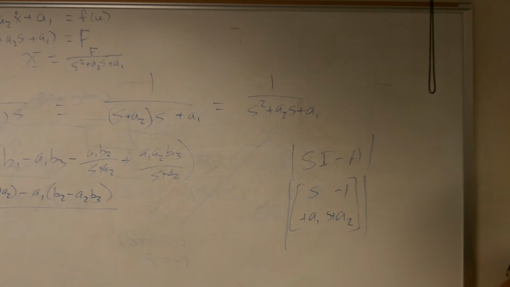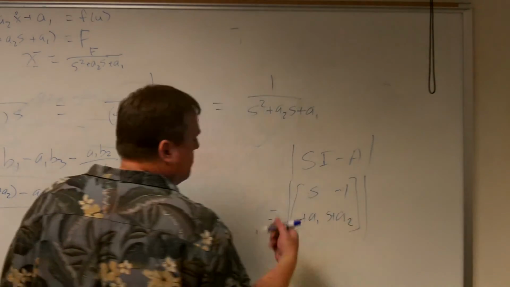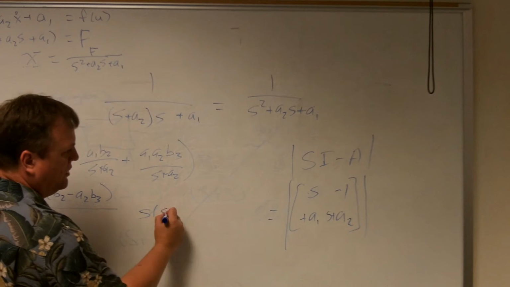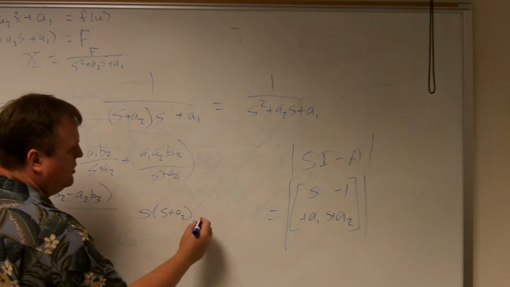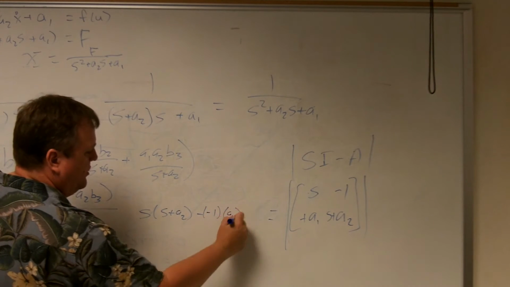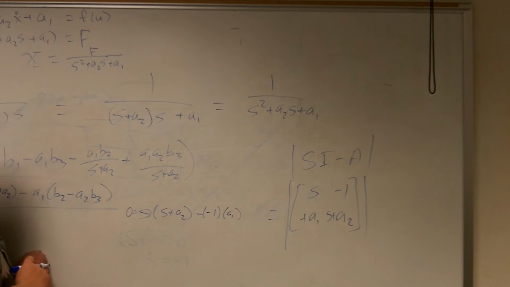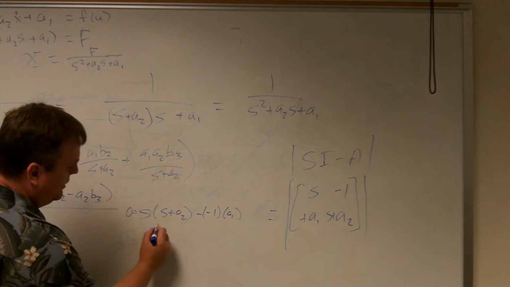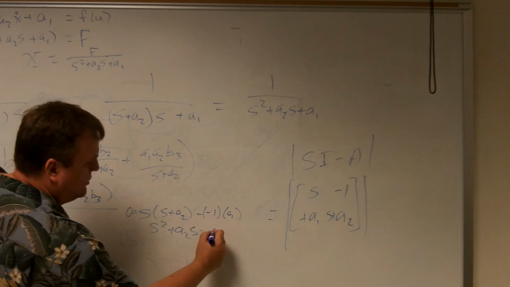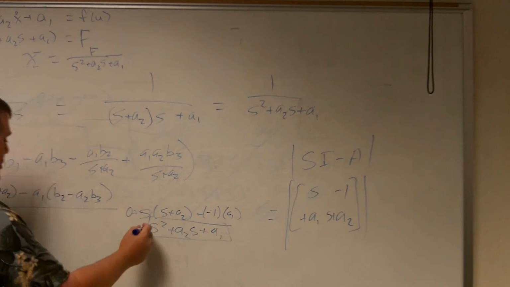It's just a determinant of a 2 by 2. It's this times this minus that times that. So I get s times (s plus A2) minus (minus 1) times A1. And we want to find out when that's equal to 0. But that's s squared plus A2 s plus A1. When does that equal 0?